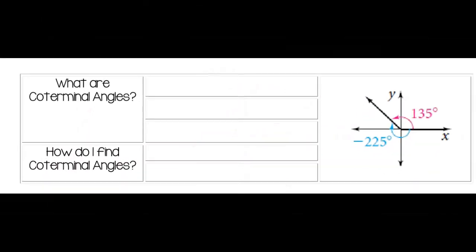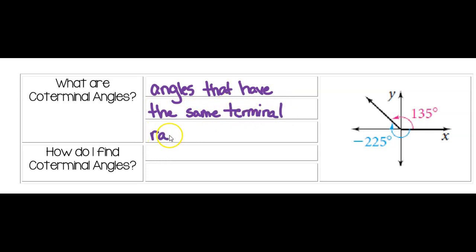Okay, so now we're going to define what are coterminal angles. Coterminal angles are angles that have the same terminal ray or side. So here we can see that 135 degrees starts here at 0 and it ends up in this location right here. But we also can see that if we go clockwise, negative 225 degrees, we also end up in this same location.